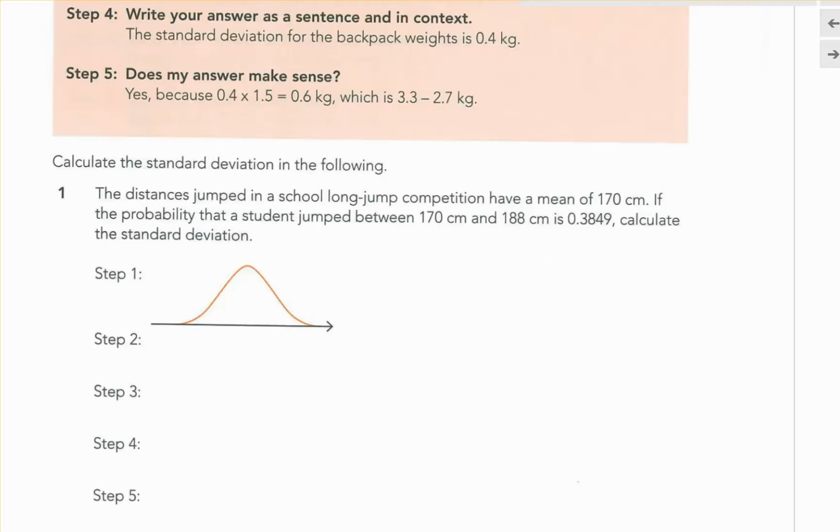Right, so this is page 46. Now we're looking at finding a standard deviation. So once again we're back to distances jumped in a school long jump competition along the x-axis. So x equals the distances jumped, and that's in centimetres.